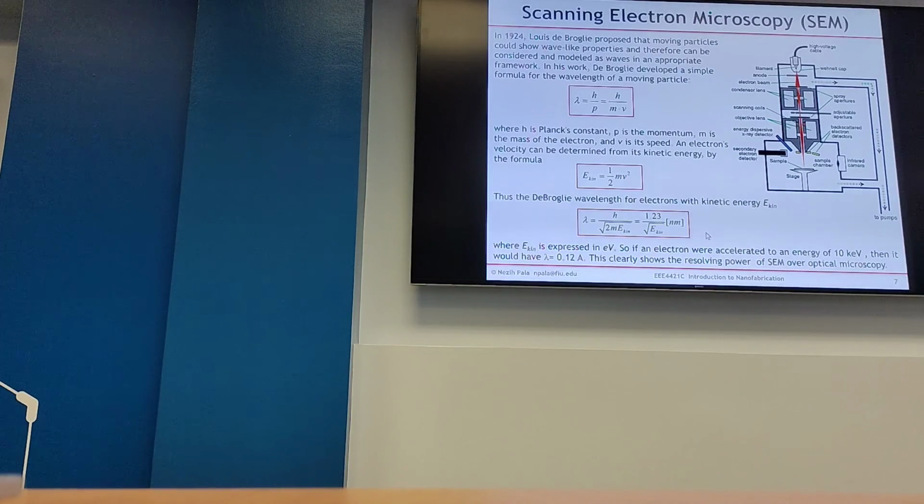If you put in the numbers, you can get that typical lambda is on the order of an angstrom or less. 0.1 angstrom is almost exactly the hydrogen atom radius. So you can resolve almost that small a piece. We talked about that before.